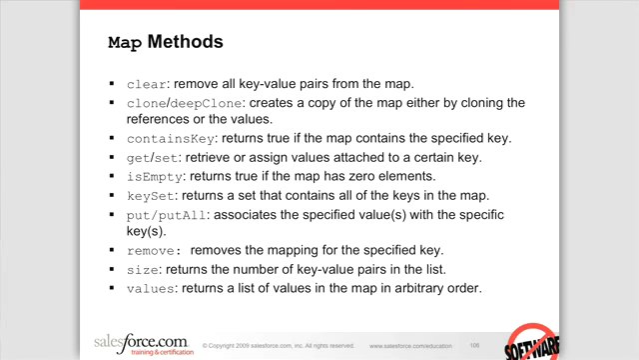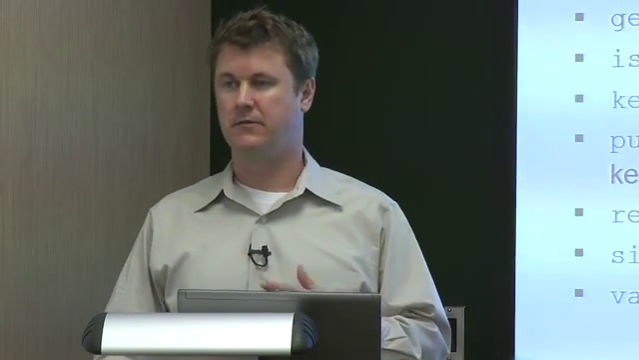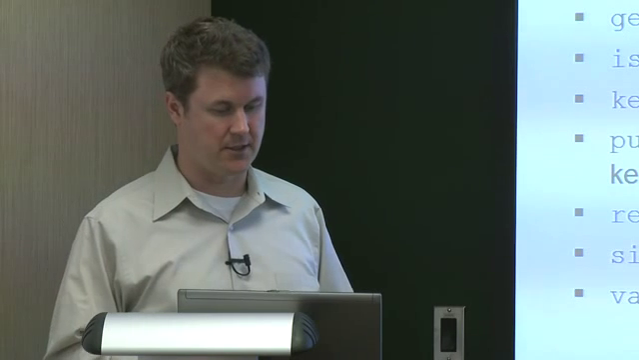Okay. Map methods. One I'd like to point out is keySet. This is something we do a lot of because if we instantiate that map with a list of SObjects, we frequently want to get all of the IDs as a set. We can call the keySet method on that map. We now have a new set which contains all those IDs.